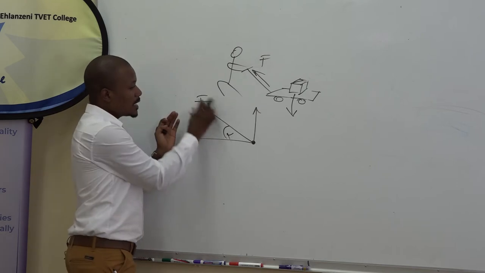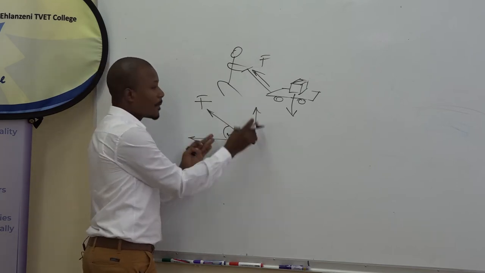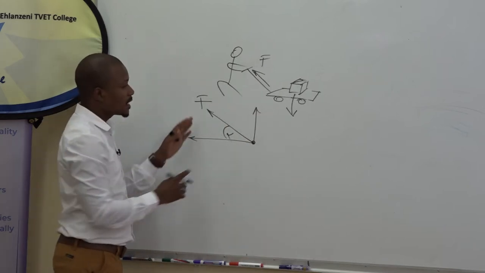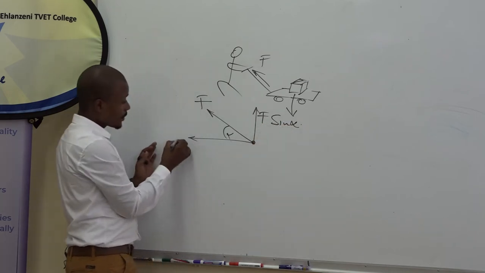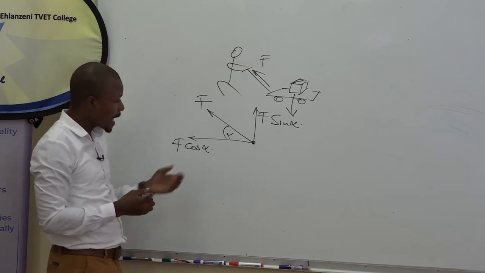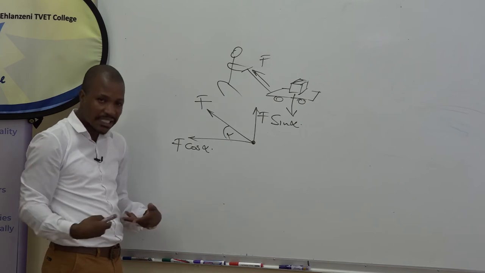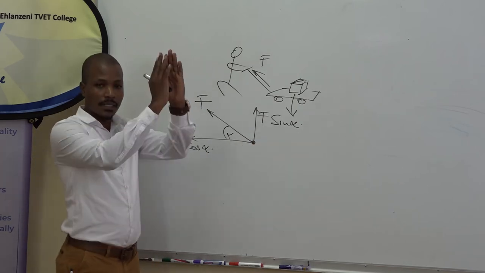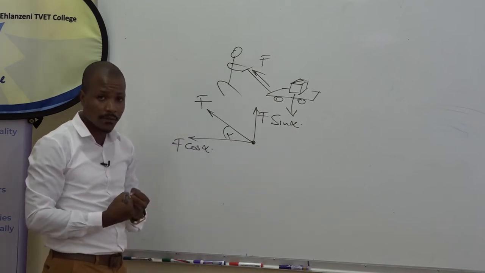So this is the force which is applied on this object, but we have two more forces that act on the object. These forces are F sine alpha and F cos alpha. F cos alpha is for horizontal movement, that is where you are expecting the object to move, and F sine alpha is the vertical component. This is what happens when you are pulling this object.